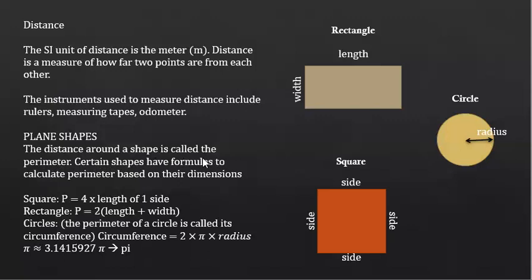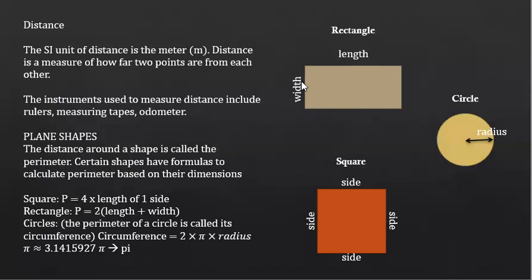Certain shapes have formulas to calculate perimeters based on their dimensions. So let's look at the square. Perimeter of a square is equal to 4 multiplied by the length of one side. For the perimeter of a rectangle, it is equal to 2 multiplied by (length plus width).